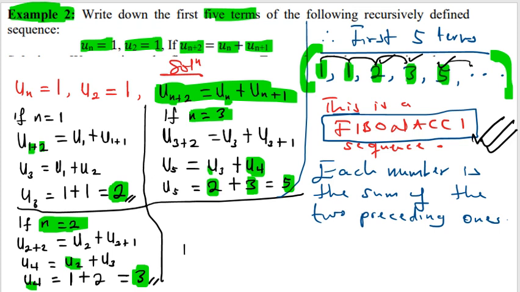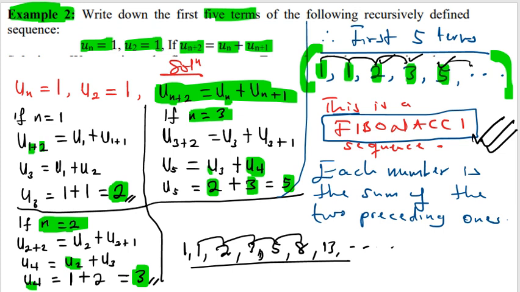So for example, every Fibonacci sequence starts with 1, then another 1. Then you add the 2 to get 2. Add these 2 to get 3. Then add these 2 to get 5. Add these 2, so you get 8. Add these 2, you get what? 13. Then it goes on like that. Whenever you see a sequence of this form, it is called a Fibonacci sequence.